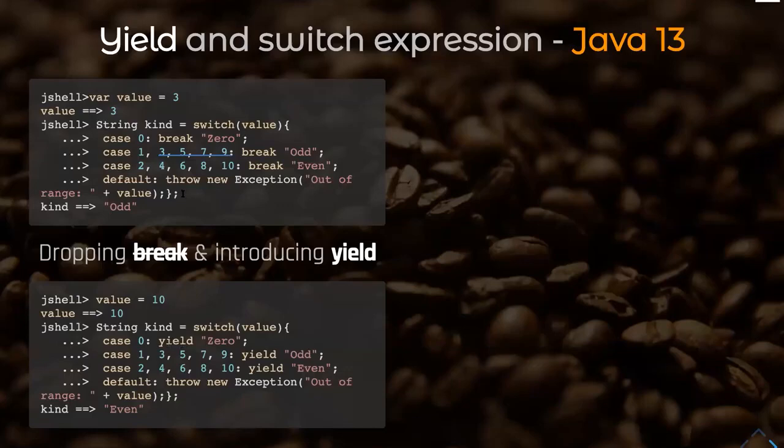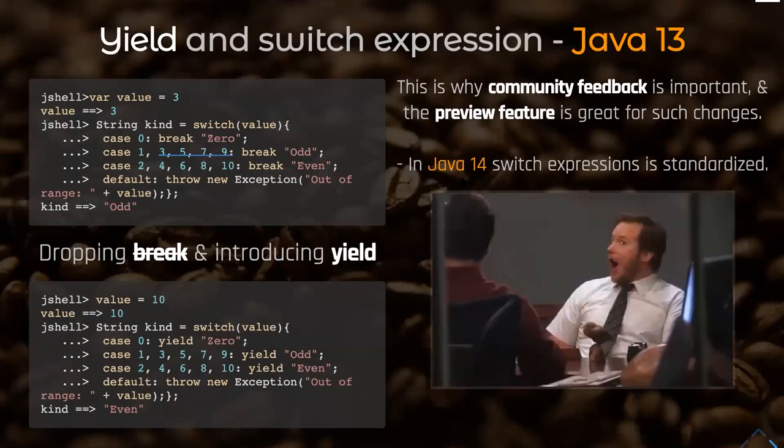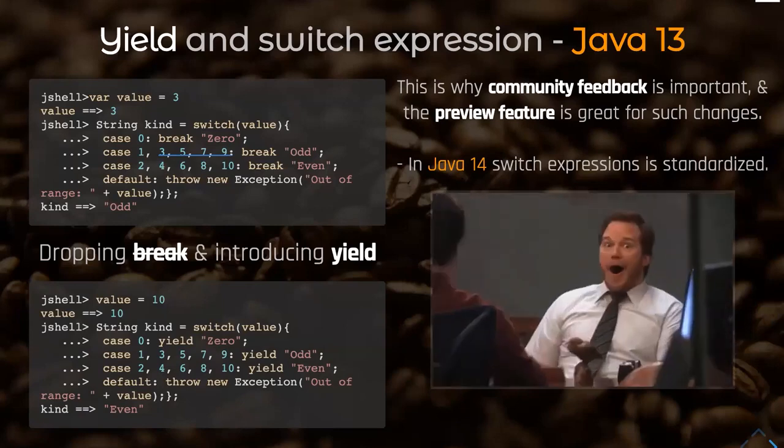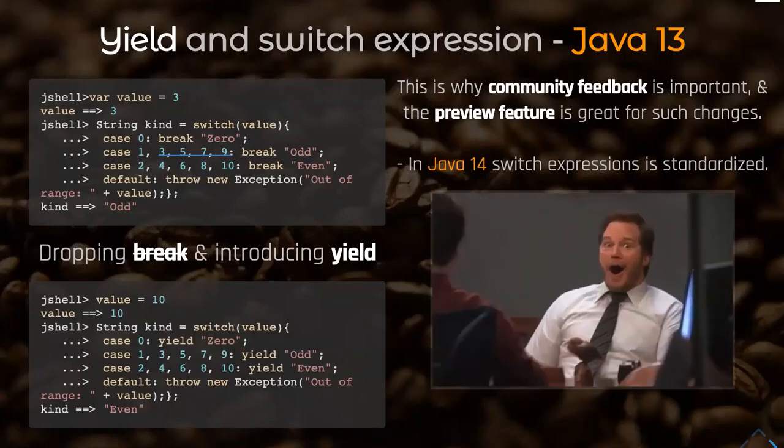But definitely if you run this code with break on Java 13, it will not work because we removed it. This is why it's a preview feature. And then it will work as a yield. So this is why the community feedback is important, and the preview feature is great for such changes. So in Java 14, switch expression is standardized, as you can see. So safely, you don't have to use the switch enable preview. It's already part of the language.